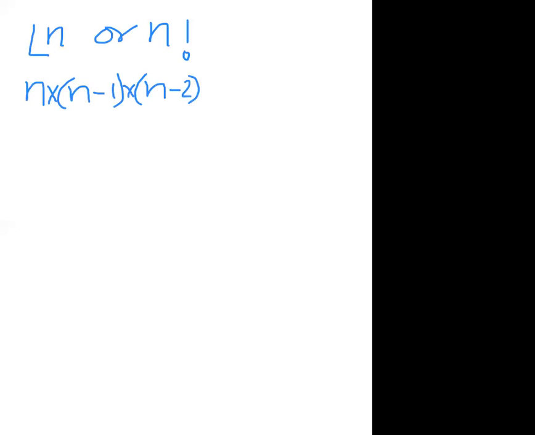Now, after this, I have told you factorial meaning. n factorial means the multiplication of the numbers going from n to 1: n into n minus 1 into n minus 2 into dot dot dot into 3 into 2 into 1. So this is n factorial.